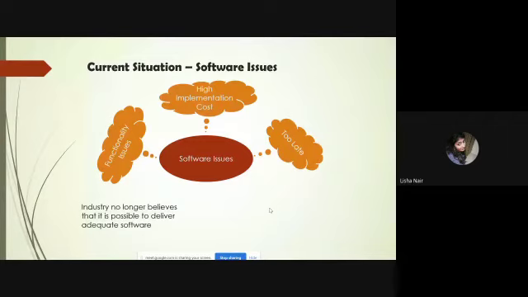So what happened? The industry is not believing that we will deliver adequate software if we have these issues in our hand. The impact is we don't meet the delivery on time. We don't give the right software. All these are the impacts. What is expected is on time and within budget. So that will be a failure if these issues pertain.